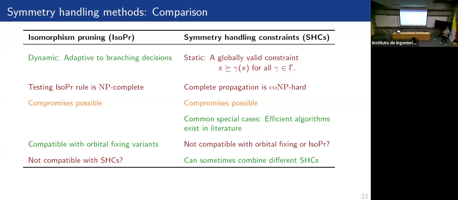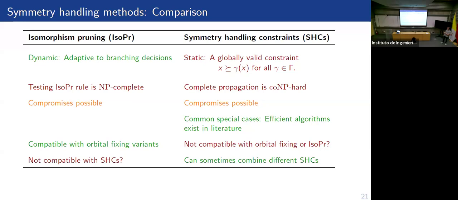Unfortunately, in this dynamic case, for isomorphism pruning and symmetry handling constraints of this type, testing the isomorphism pruning rule is NP-complete, and complete propagation of this constraint is a co-NP-hard problem. There are some compromises possible. You can test weaker variants of the isomorphism pruning rule. You can decide to choose an appropriate subgroup, which is sufficiently large, and do some reductions with that. But actually, complete propagation and testing the isomorphism pruning rule are difficult problems.